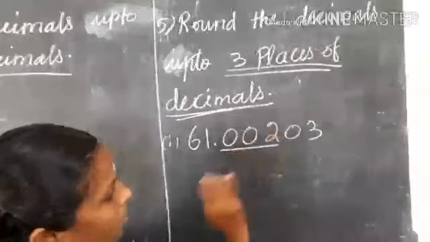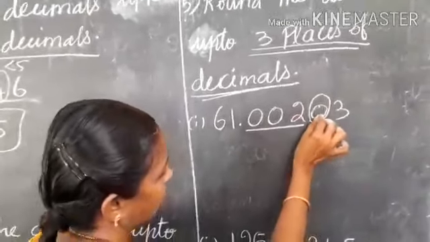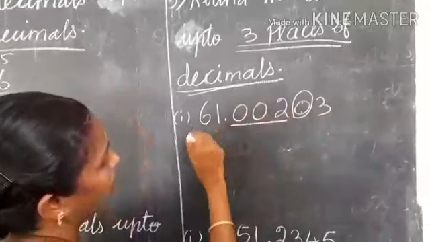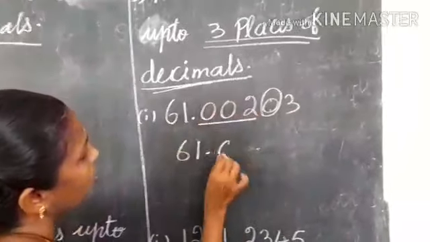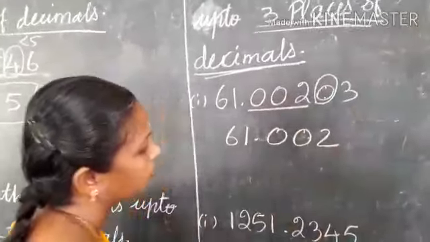1, 2, 3 places, I underline that. Next I am going to compare the fourth digit, that is less than 5. Take the numbers as it is: 61.002. We can ignore the remaining decimals.